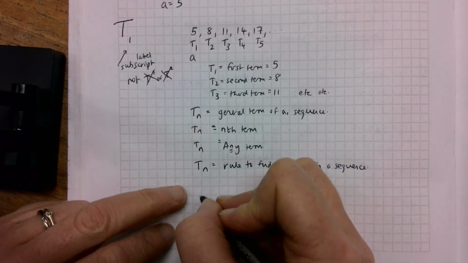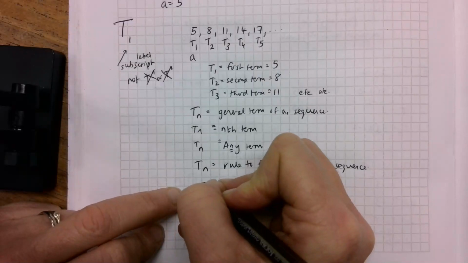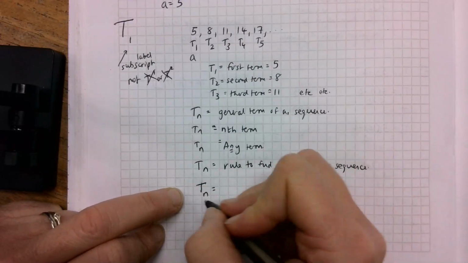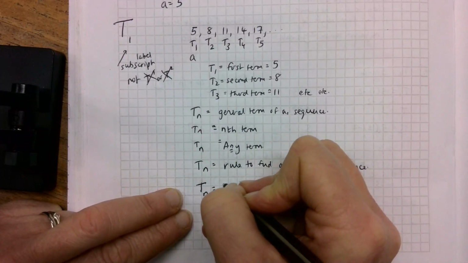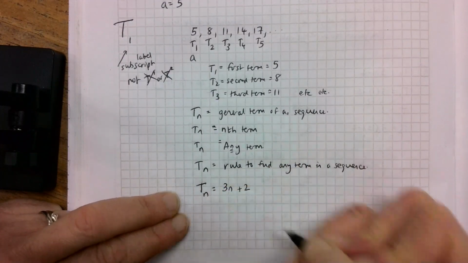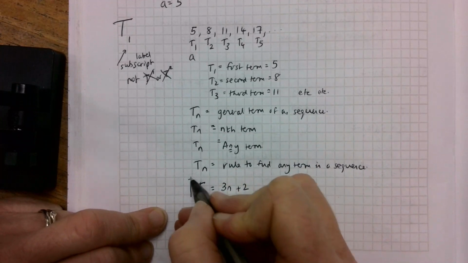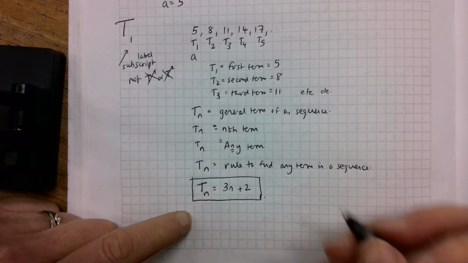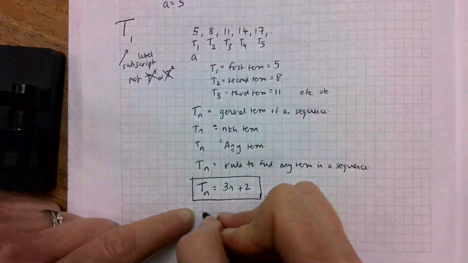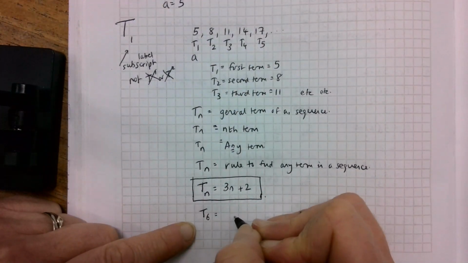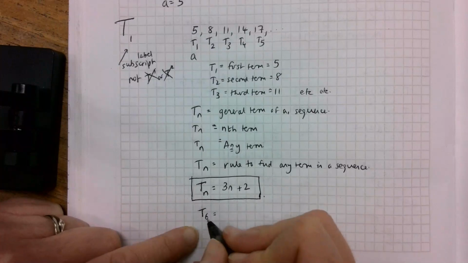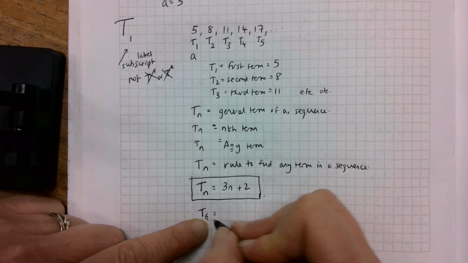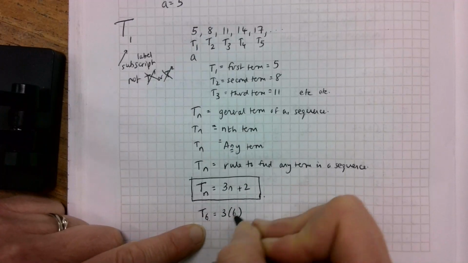So for instance, for this sequence, I can tell you that the Tn, the rule for finding any term in this sequence, is 3n plus 2. That's the rule. What does that mean? That means that, for instance, if I wanted to find T6, do you notice how the n is replaced by 6? So T6 would be 3 times 6. See, there's an n again.